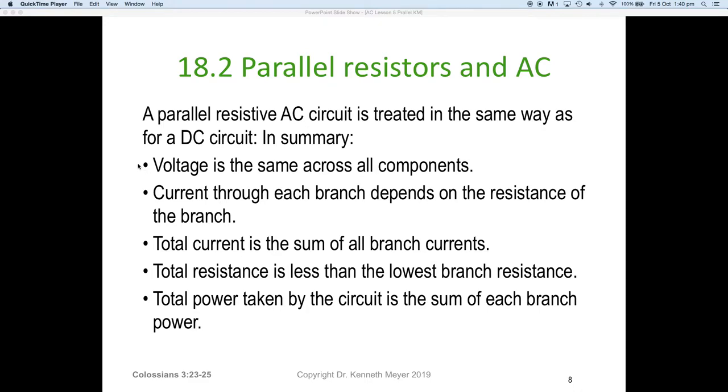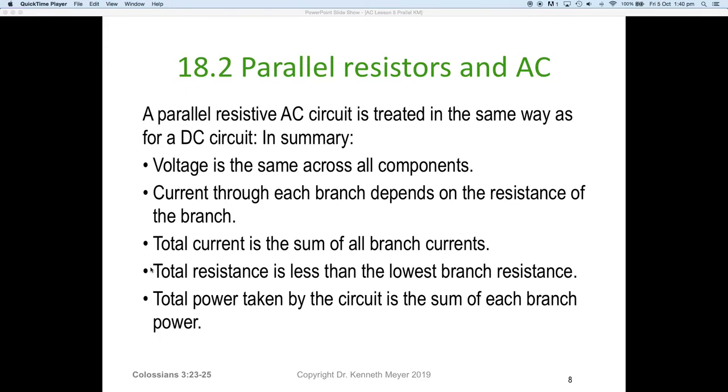voltage is the same across all the components. That's reasonably straightforward. It's a parallel circuit. Next, current through each branch depends on the resistance of each branch. Again, nice Ohm's law. Next, the total current is the sum of all the branch currents. There's that Kirchhoff's law thing again. The sum of the currents into a node must equal the sum of the currents exiting the node.